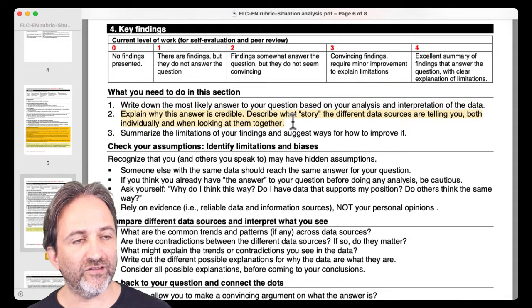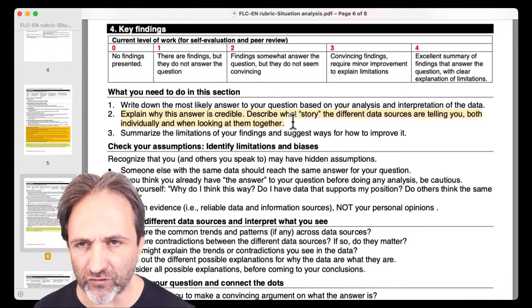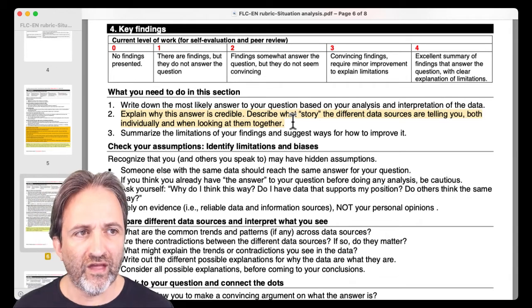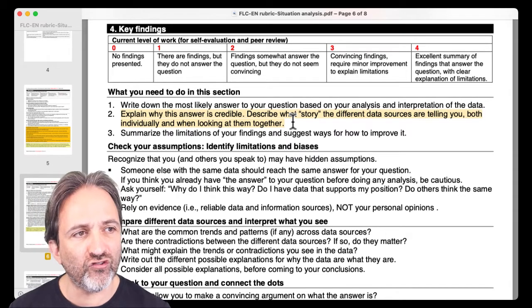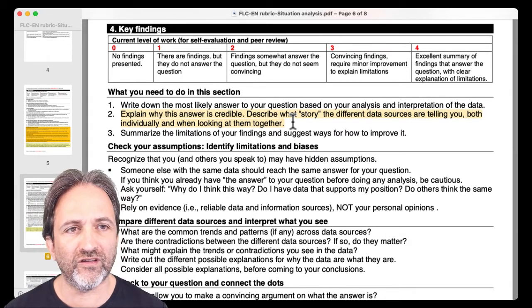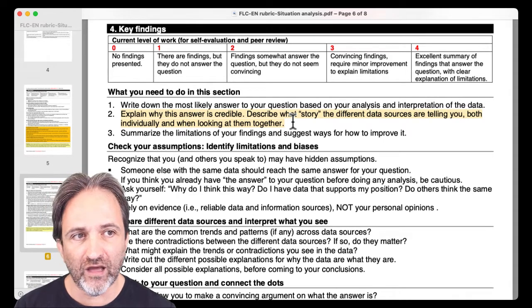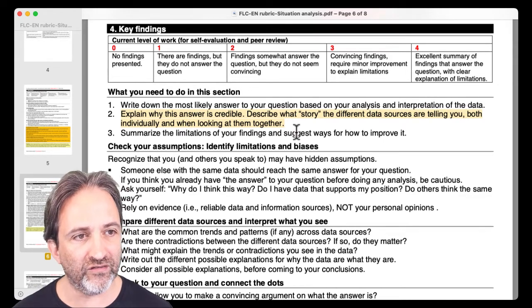Explain why this answer is a credible one. Describe, so you use the different data sources. What is the story being told by these different data sources? Individually, and remember, looking at them together is key.